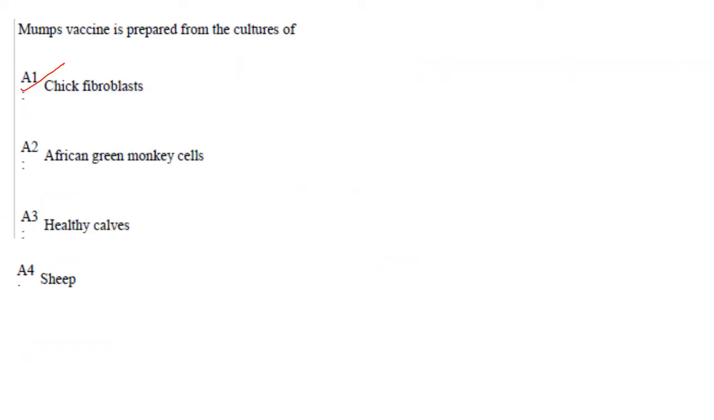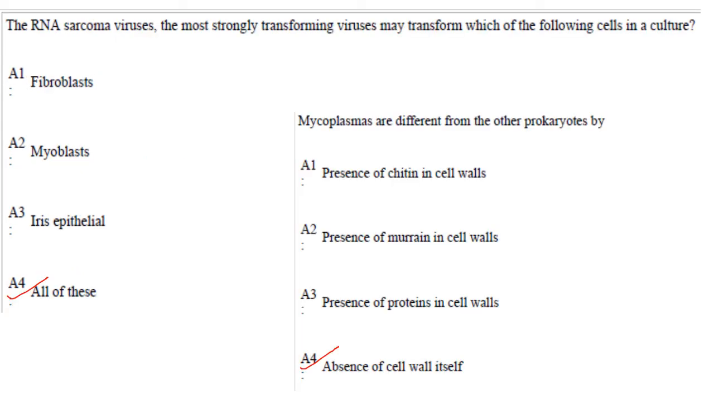The next one, mumps vaccine is prepared from the cultures of... So it is prepared from the cultures of chick fibroblast. The RNA sarcoma virus, the most strongly transforming virus, may transform which of the following cells in a culture? So fibroblast, myoblast, iris epithelial, all of these.